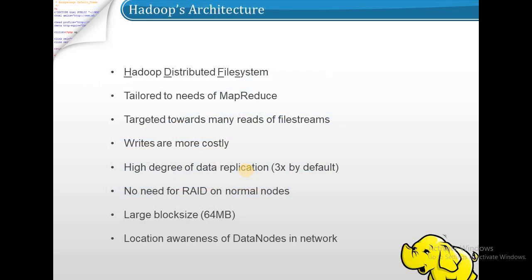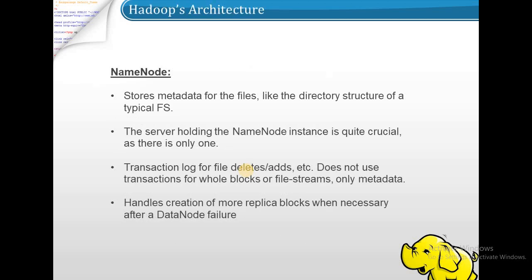This is the Hadoop Distributed File System, tailored to the needs of MapReduce and targeted towards many reads of file streams. Writes are more costly. It has a high degree of data replication, no need for RAID on normal nodes, large block size, and location awareness of data nodes in the network.